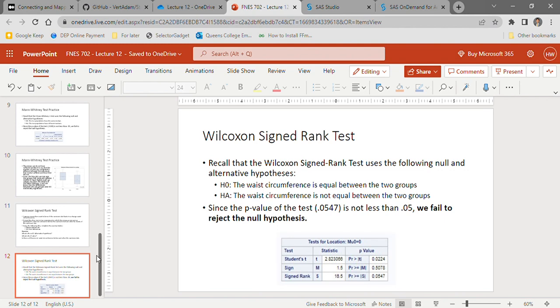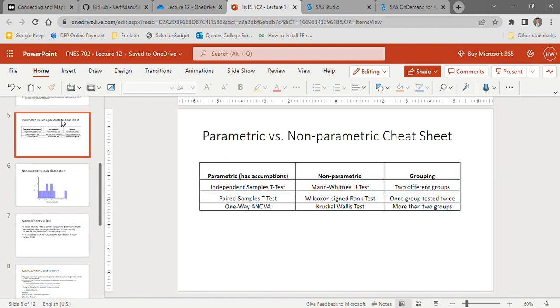And folks, this is really it, right? This is the big difference. If the assumptions are violated, you do non-parametric tests. Simple as that. And then this is the grid. So next week, we are going to do the one-way ANOVA, or the non-parametric version of the one-way ANOVA, the Kruskal-Wallis test right here.